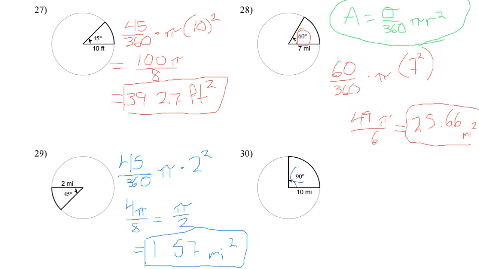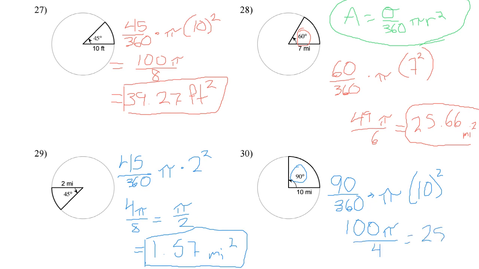And for this final one, we actually have an angle of 90, which is nice. That's really easy because 90 over 360 is 1/4. And we're multiplying that by pi times 10 squared. Now that 10 squared is going to become 100. So we got 100 pi over 4, which is 25 pi. And if we really wanted to make that into a decimal, 25 pi would be roughly 78.54. And that would be miles squared.